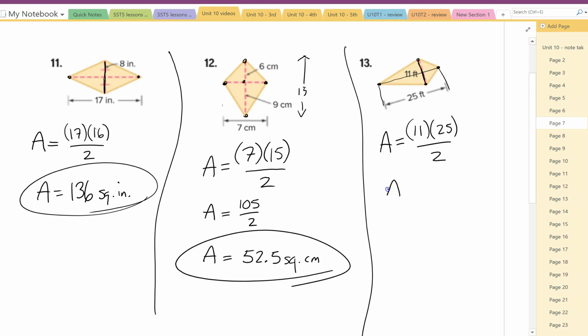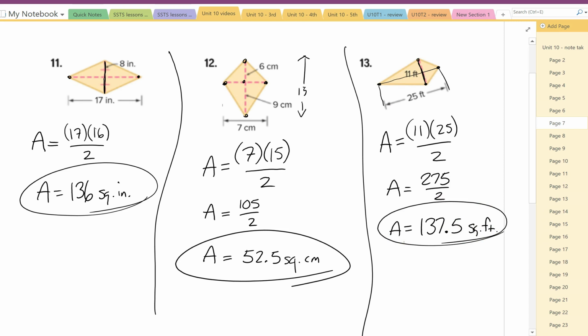Well, okay, so 25 times 11. Well, 25 times 10 would be 250. So I'd have 250 plus one more 25, so 275 over 2. 275 divided by 2. Well, 200 divided by 2 is 100. 75 divided by 2 is going to be 37.5. And now we're talking about square feet. Easy.